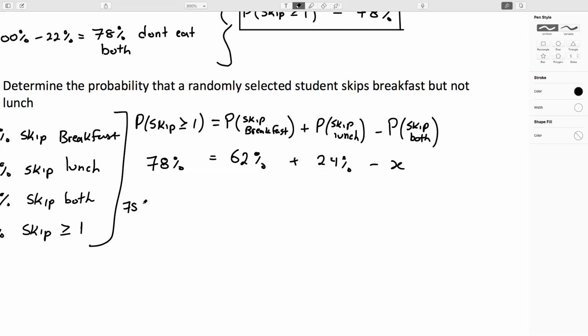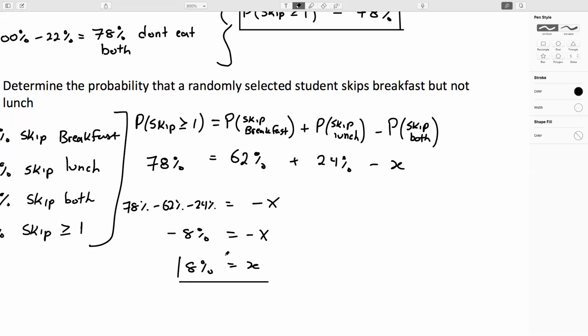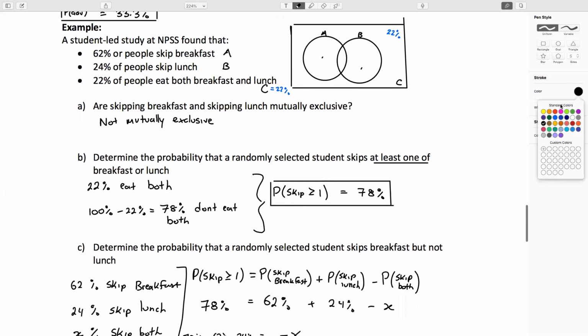I'm then going to subtract my 62 and my 24. So 78% minus 62% minus 24% equals negative X. And I'm going to get negative 8% equals negative X. Or in other words, 8% equals X. What I just found is that 8% of people skip both breakfast and lunch. So I can now fill in my table. Go back up to the top. And I know that this number is 8% of people.